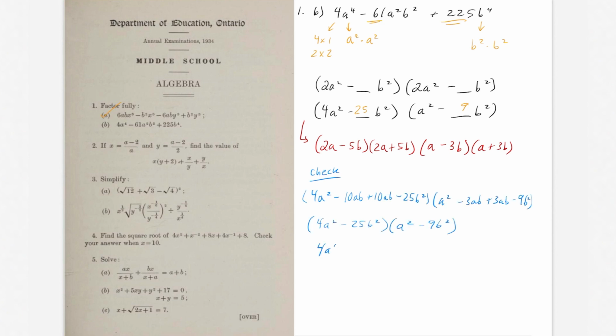Of course, I multiplied these brackets out to double check my work, and since I got back the original trinomial, I would say that I did this question correctly and I gave myself a check mark. And then I moved on to question number 2.